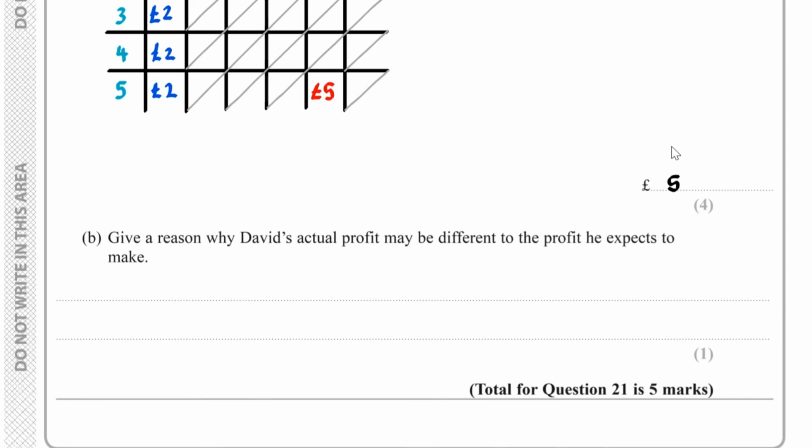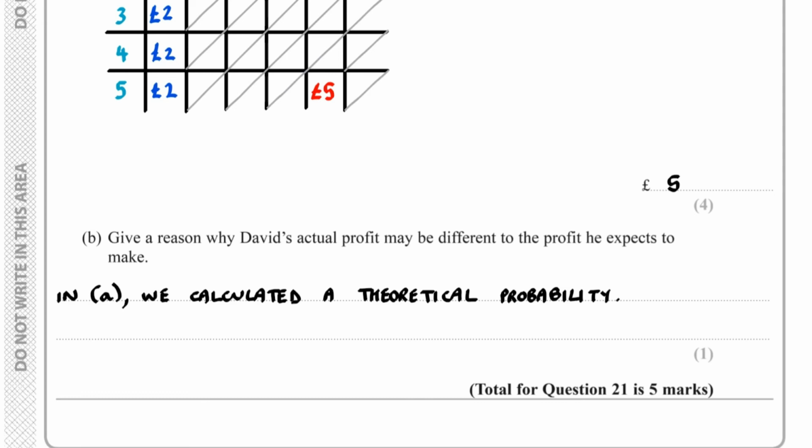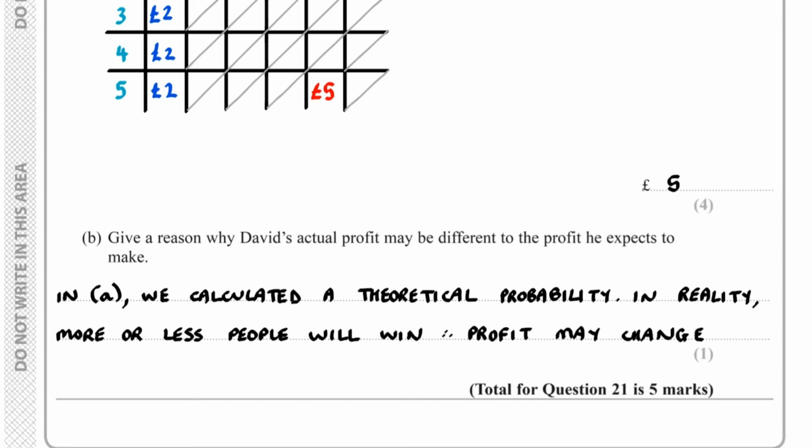Next, give a reason why David's actual profit may be different to the profit he expects to make. So, in part A, we calculated a theoretical probability, and in reality more or less people will win, which means the profit may change.